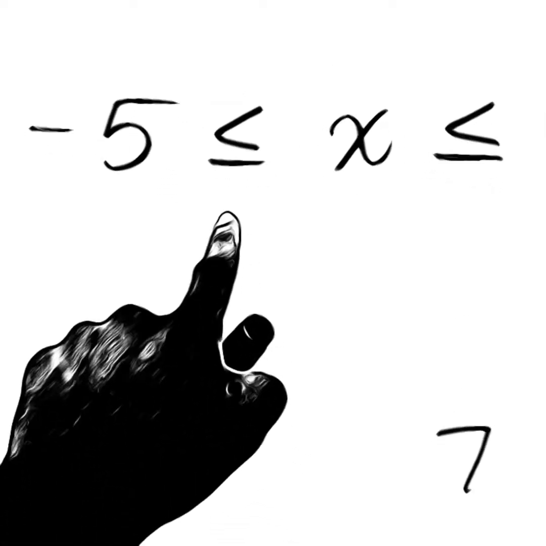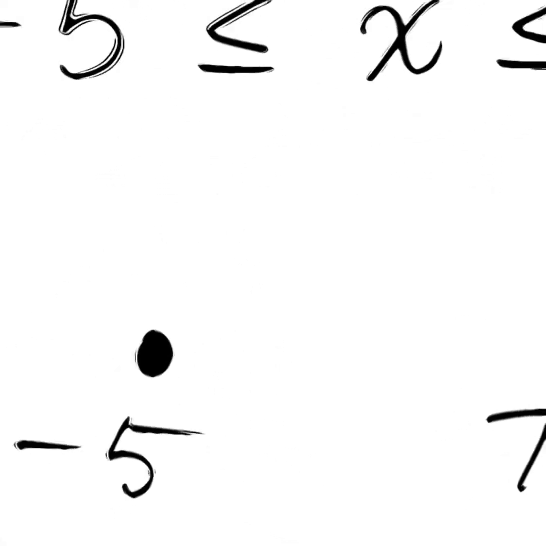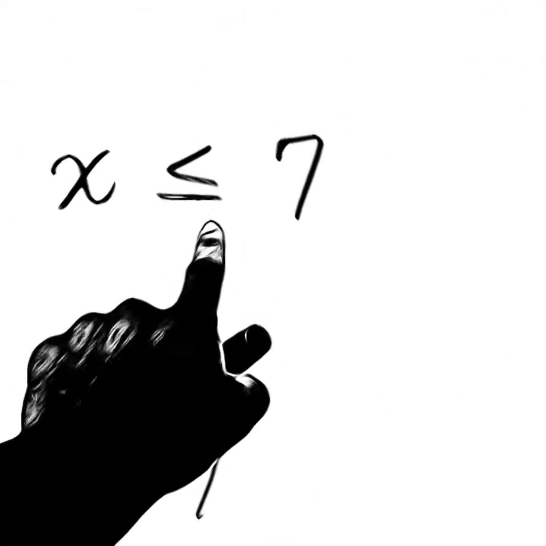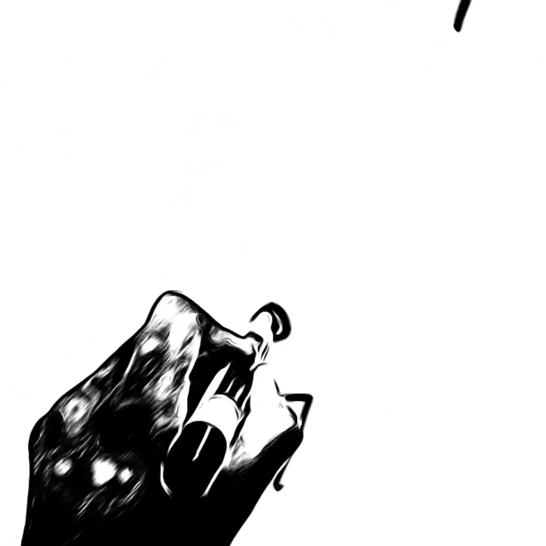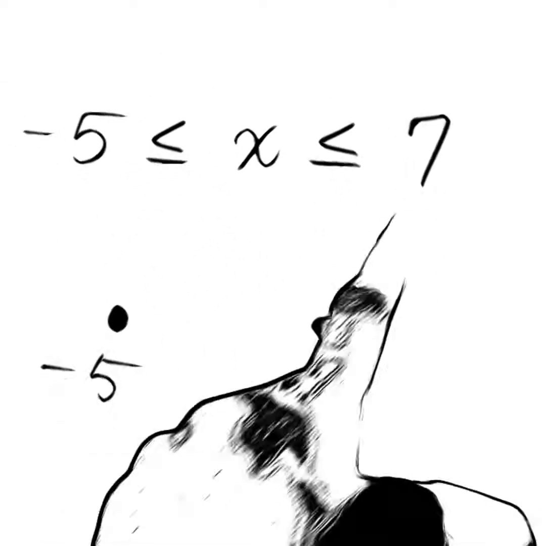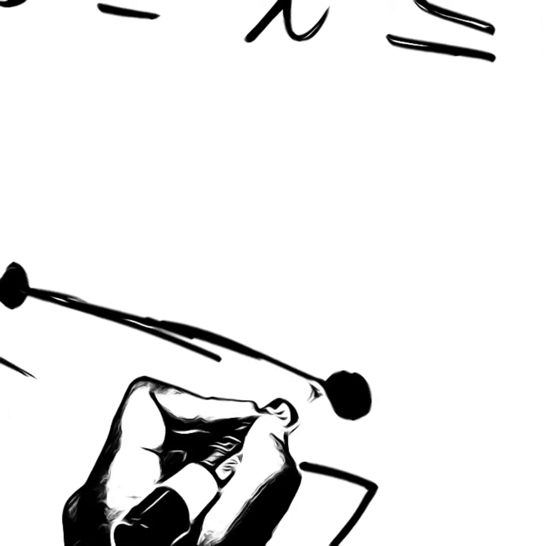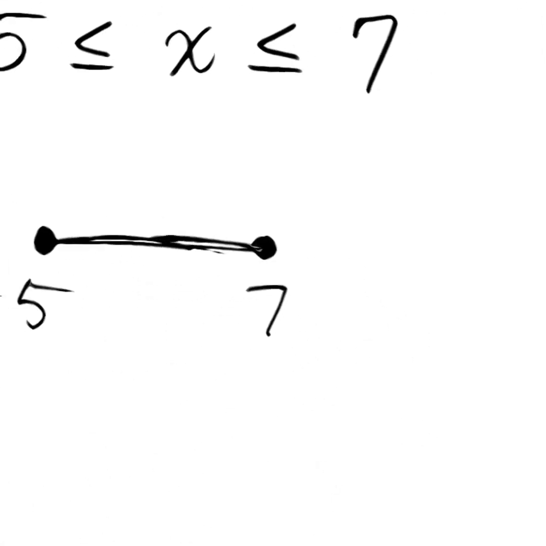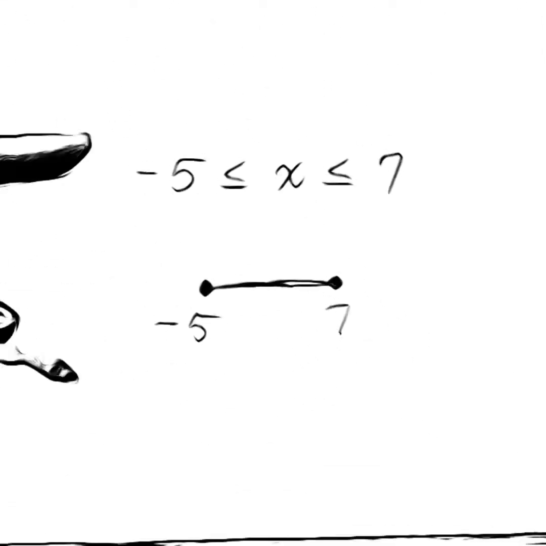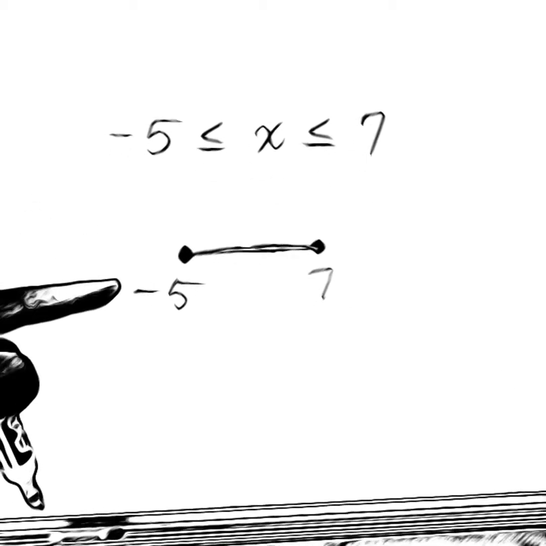Now, this one closes the circle. This one closes the circle again. And this lets us know that we're in between, so I get to connect them. The compound inequality here, the number line here.